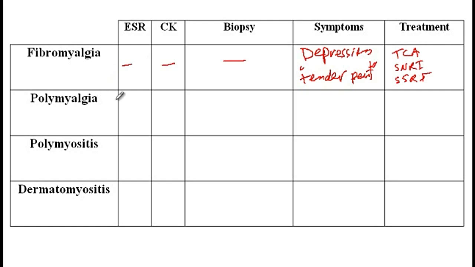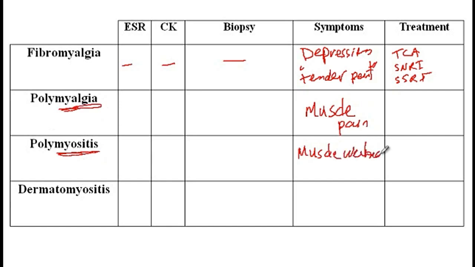The next conditions, polymyalgia, polymyositis, and dermatomyositis. You can tell about their clinical symptoms from the name. So myalgia means muscle pain. So these patients present with muscle stiffness and muscle pain. And then polymyositis means inflammation of the muscle. So these patients present with muscle weakness. And then finally, we have dermatomyositis, which means that there are also skin manifestations along with muscle weakness.